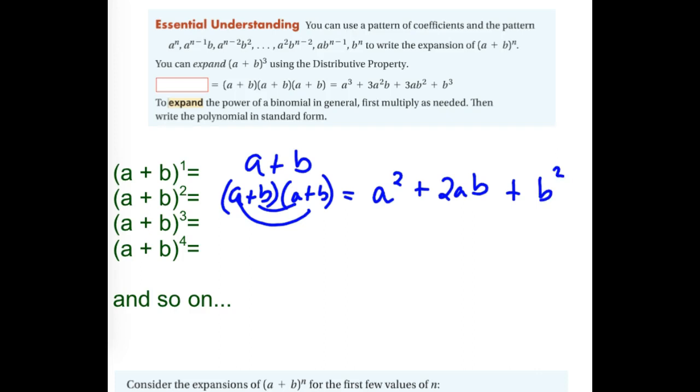Okay? Now, if I wanted to take a plus b and cube it, that means I have 3 of those a plus b's to multiply together, right? But I've already multiplied 2 of them together. So I would have to take this answer and times by another a plus b.